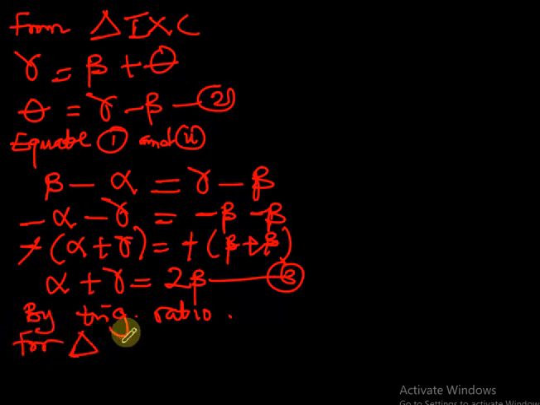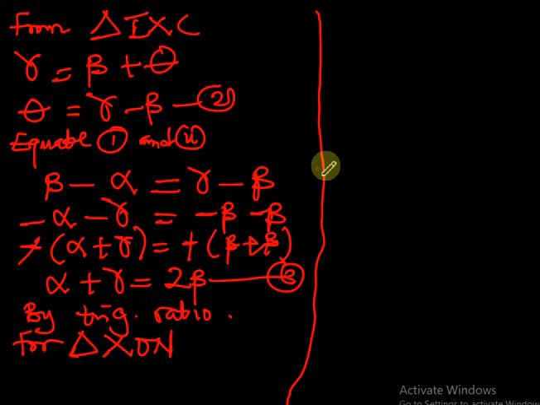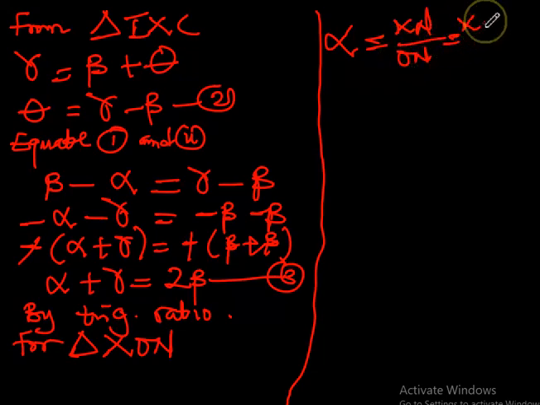Now by trigonometric ratio, for triangle XON, we need to go back to the sketch. XON, what am I going to have for that? When we go back to the sketch, you have it that XON is alpha, which is XN over ON, which is the same thing as XN over OP, and everything is still the same as h over OP.